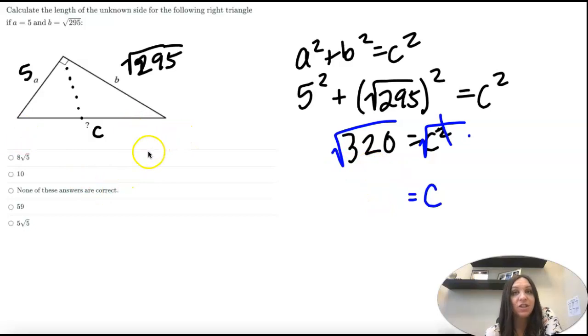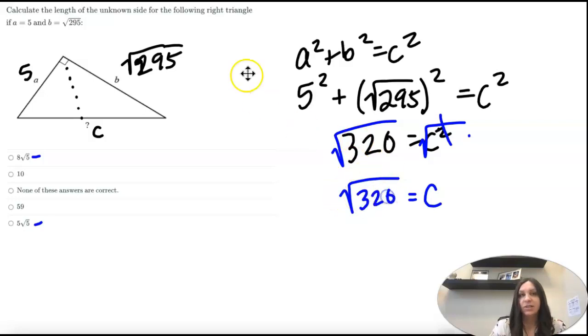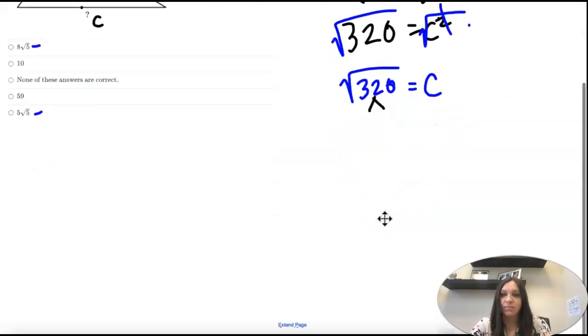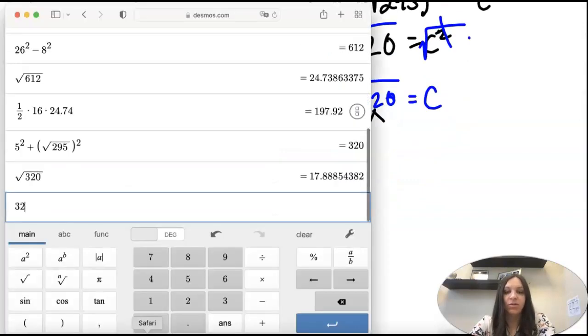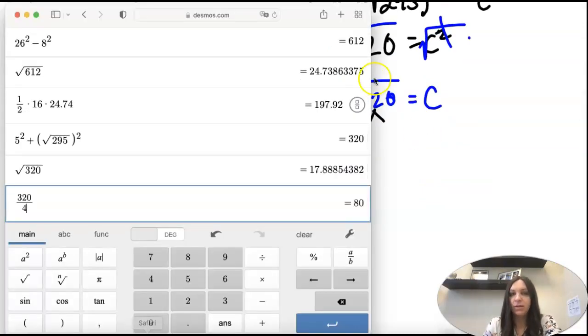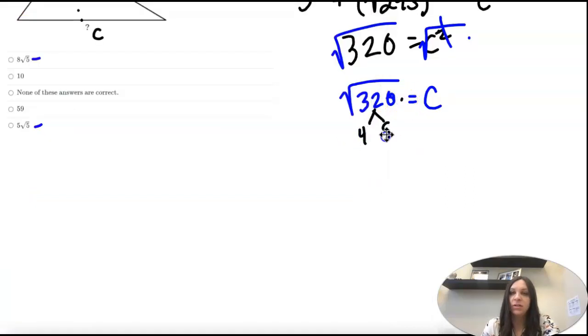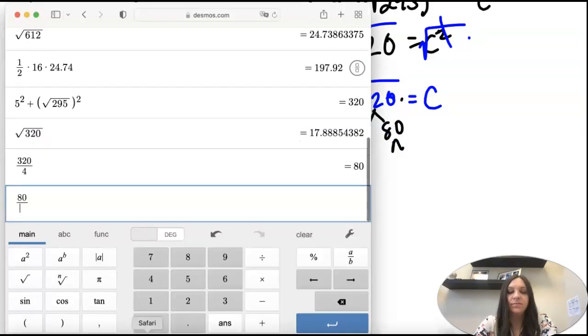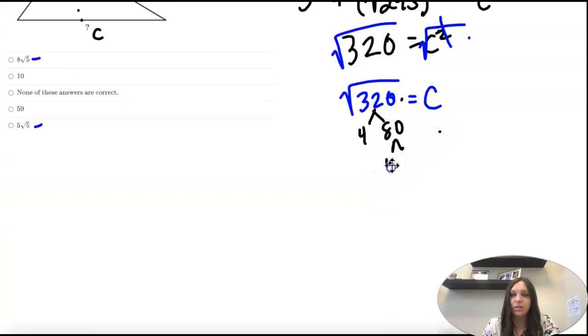But look at how our answers look. Okay, it could be this or this. So we need to simplify a radical. So we did this in quarter 1, but we'll go through it again. We want to factor 320. So 320 is 4 times 80. 80 is 4 times 20. And 20 is 4 times 5.